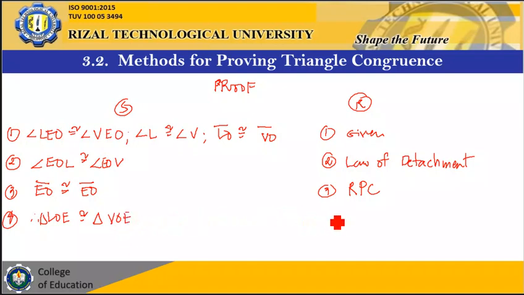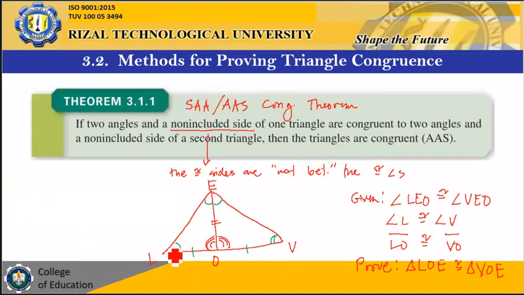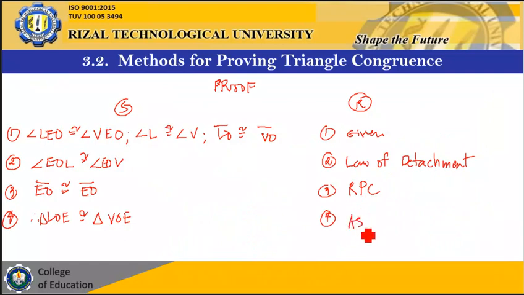We already have two congruent angles, EOL and EOV, and the sides LO and VO, as well as EO and EO itself, where the angles are included between these sides respectively. Therefore, that is the angle-side-angle congruence postulate. So we're able to show that the theorem holds.